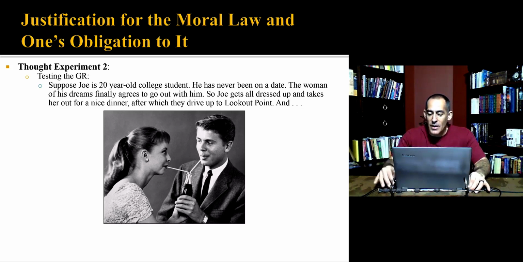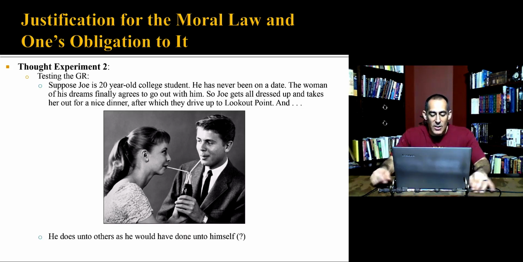She agreed to go out with him. He gets all dressed up, takes her out for dinner. They drive up to Lookout Point, and what does he do? Does he do unto others as he would have them done to himself?